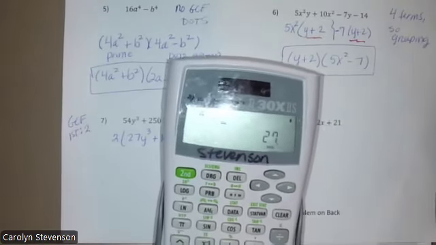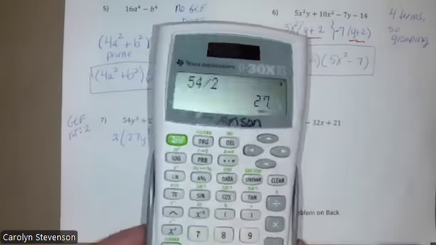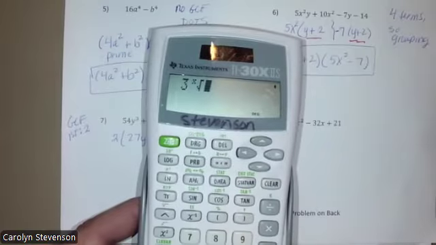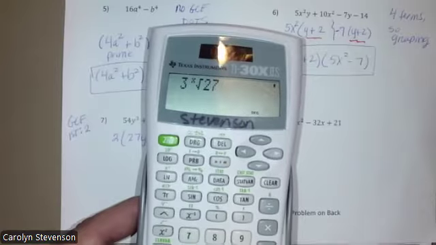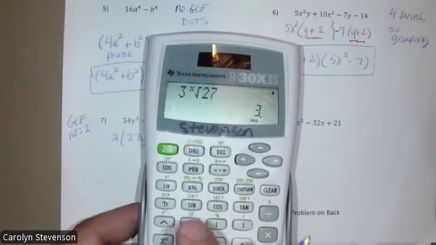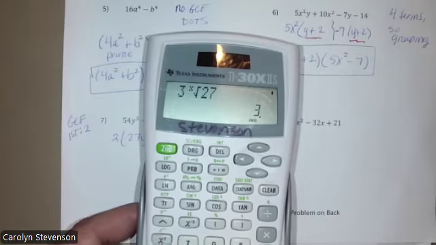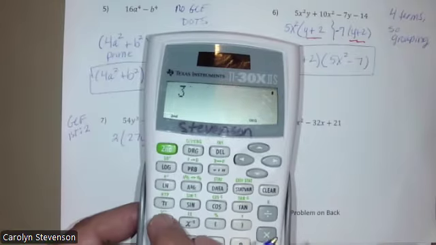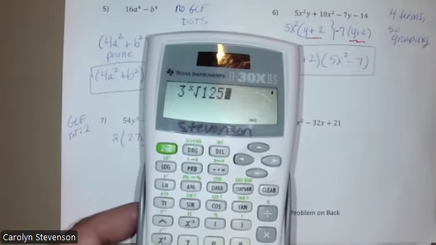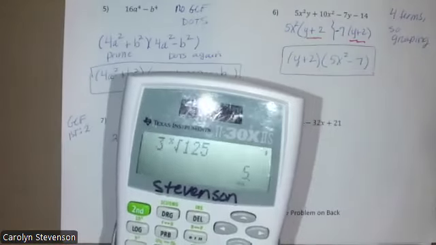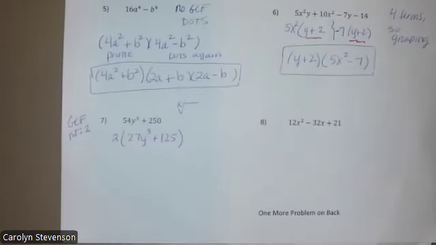So 27 for a cube root. If you don't know how to get that, you bring up your cube root key, put 27 in. It breaks down to be 3. And then 125. So 3, hit the second key, bring up your root. 125 breaks down to 5. Those are the pieces you're going to use for your formula.